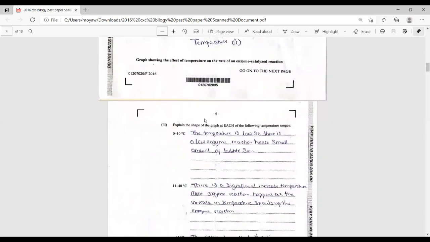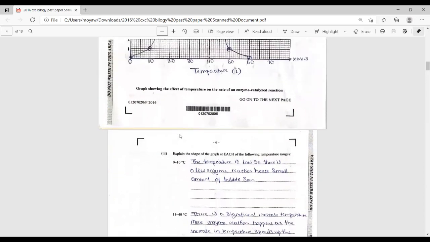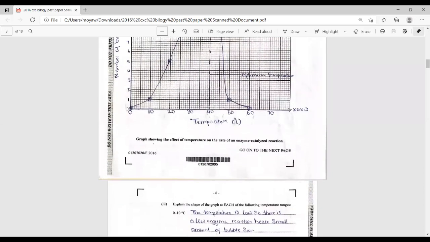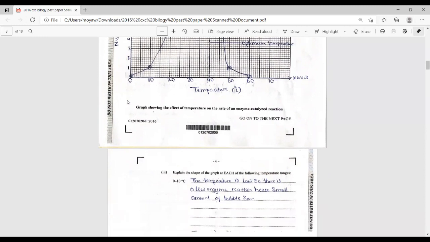3. Explain the shape of the graph at each of the following temperature ranges. So we have 0 to 10. So we have to explain what is happening. Looking at the graph, 0 to 10, we can see that the temperature just starts to increase, and that's why we have a small amount of bubbles, which is just 1 bubble. So we can explain something along that line.